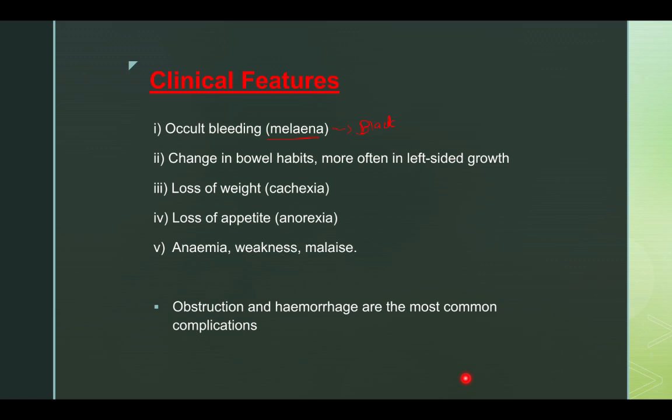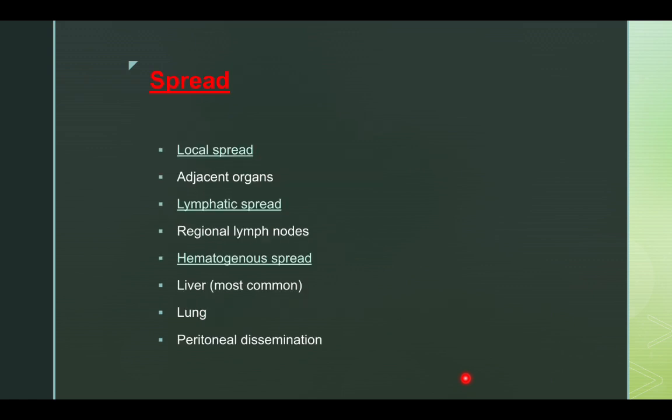Obstruction and hemorrhage are the most common complications of adenocarcinoma of colon. Spread. Locally, it spreads to the adjacent organs such as small intestine, rectum, and other nearby organs. The lymphatic spread is to the regional lymph nodes. Hematogenous spread occurs and cancer may metastasize to liver, lungs, and peritoneal tissues.